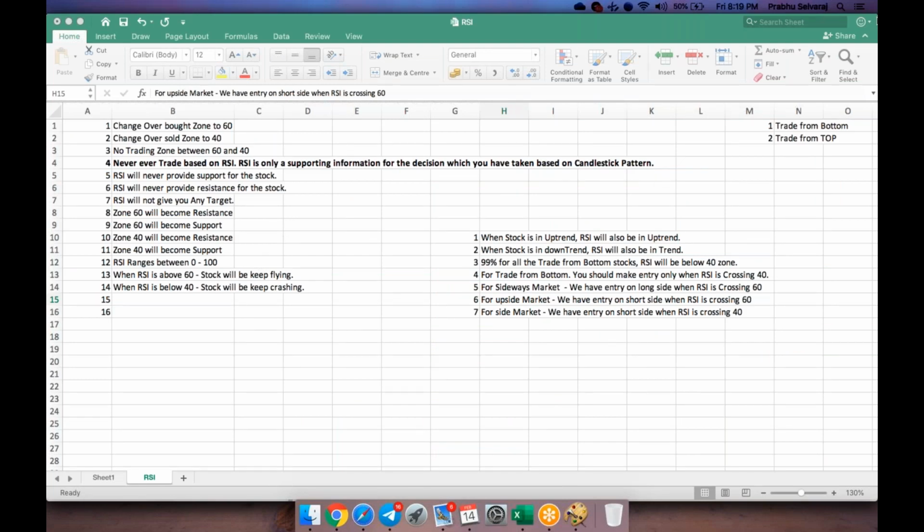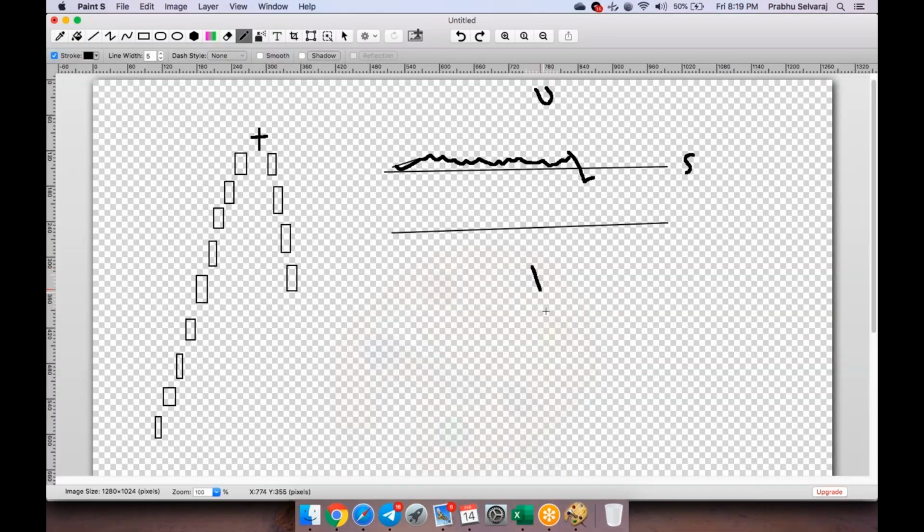Can I take an entry when the RSI is crossing 60 in case of an uptrend? In case of an uptrend, RSI will not be below 60. It will always be above 60. So in an uptrend you cannot make an entry. You can take an entry only in a downtrend. When the stock is falling and RSI is below 60 here, when it takes a reversal, you take an entry only here for a long opportunity.